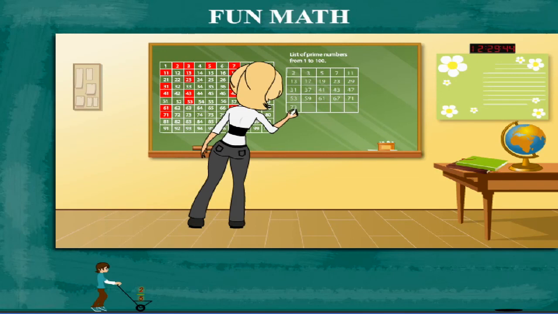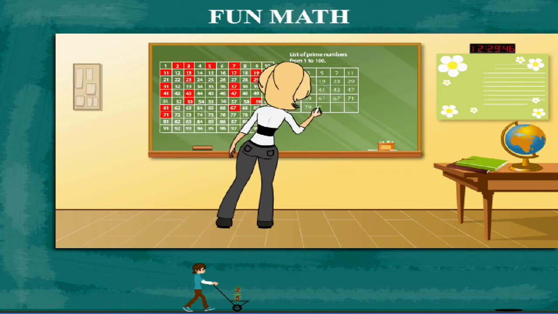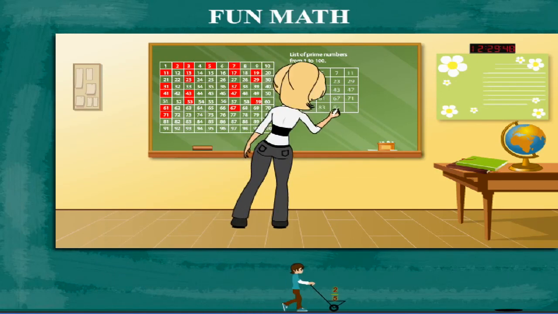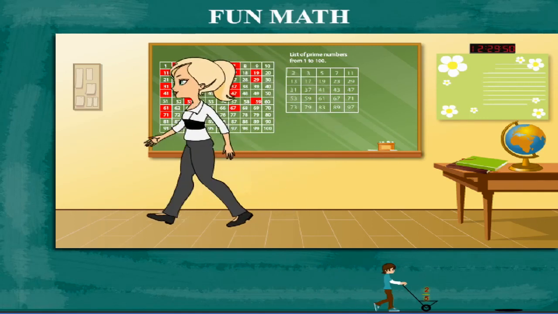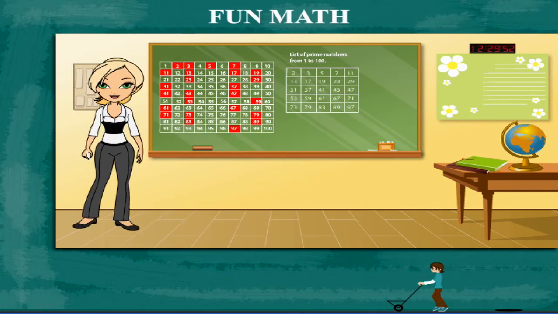row, and 73, 79, 83, 89 and 97 in the fifth row. Prime numbers can be divided by themselves and 1. So, they have only 2 factors. That was fun!